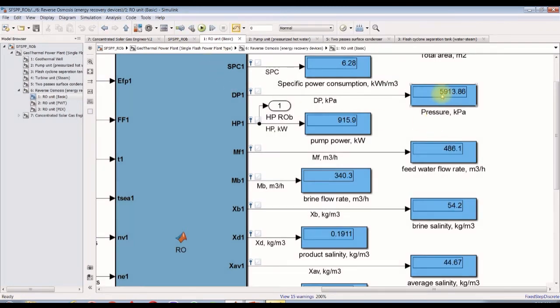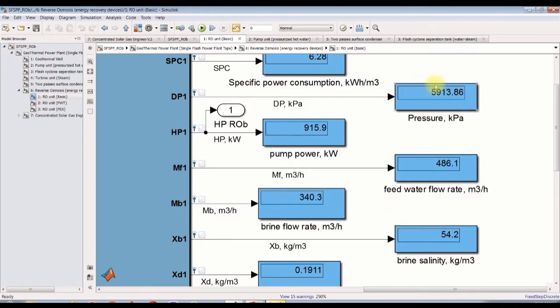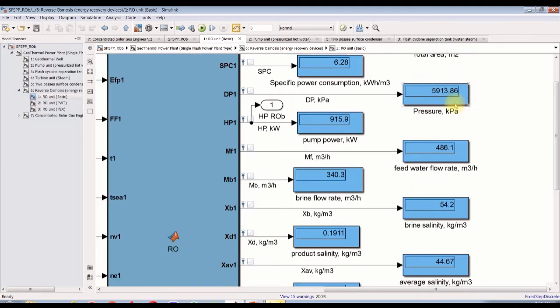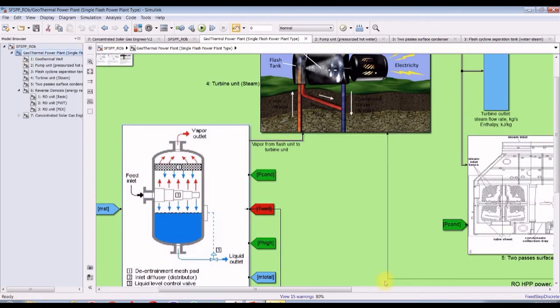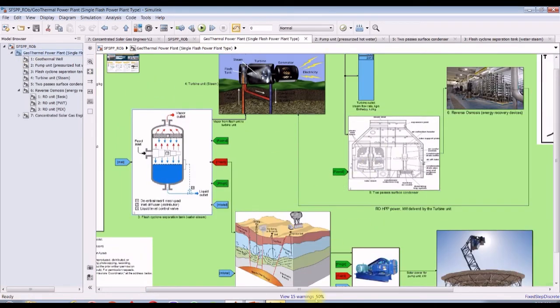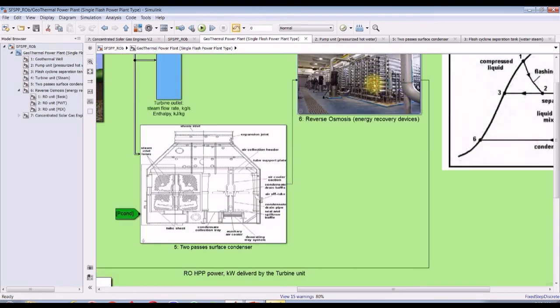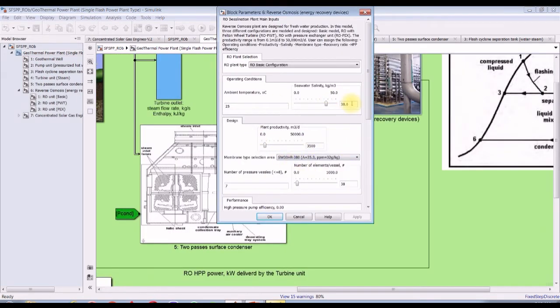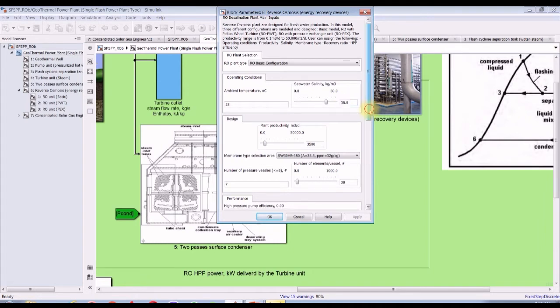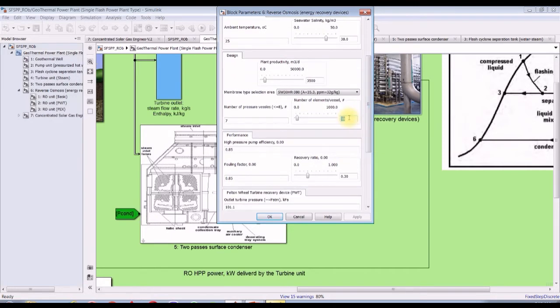Okay, it's 59 bar. We have to deal with 69 bar. So I have to return back again. I'm sorry, return back and go for reverse osmosis. I have to decrease not the water, I'm decreasing the number of pressure vessels. Let's see. I'm going for 35 elements and hit run.